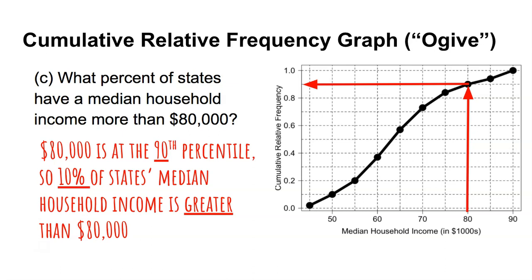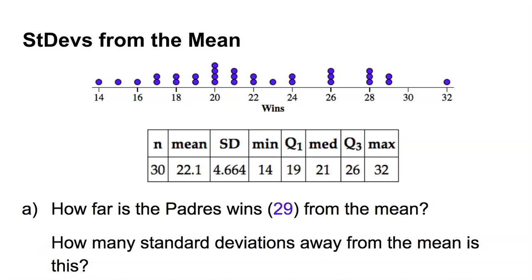That's the second thing. The third part of class, we'll look at a new statistic that we haven't seen yet. This information is some baseball data, once again, same as before. And we have some summary statistics. N is the number of dots, the number of baseball team wins, is 30. The mean is given as 22.1, and the standard deviation is given as 4.664. And then you have the 5-number summary.